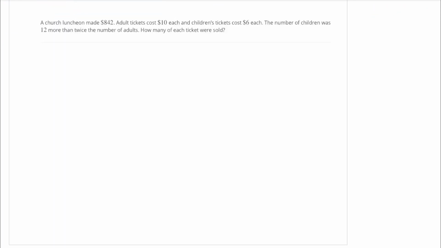So the next word problem reads, a church luncheon made $842. Adult tickets cost $10 each and children tickets cost $6 each. The number of children was 12 more than twice the number of adults. How many of each ticket were sold? So if you want to think about it, we want to understand how many of each ticket was sold. So what type of tickets did we have to sell? Well, we had the adult tickets and we had the children tickets. So that is the types of tickets that we have.